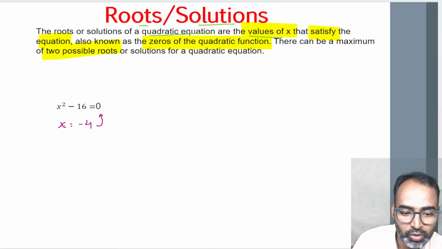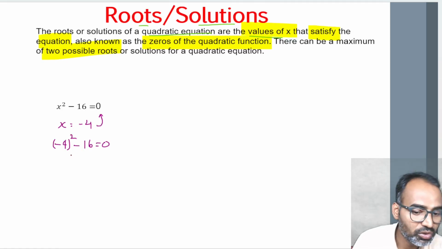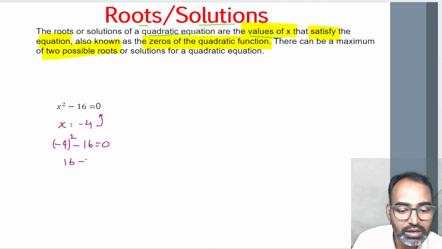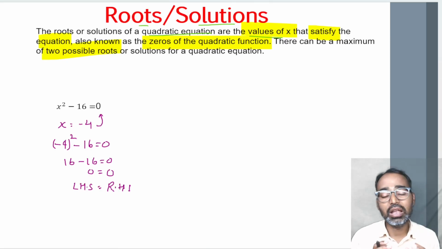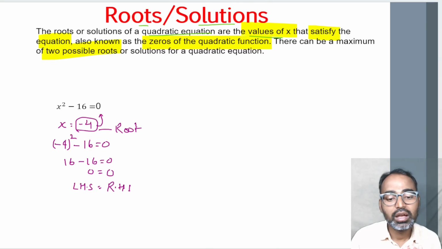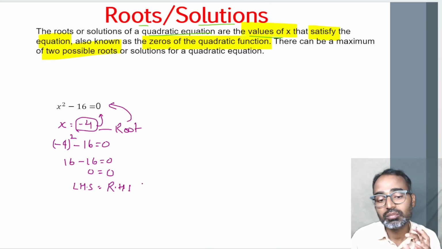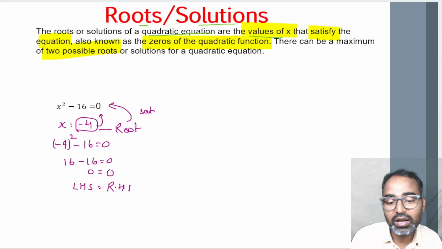Now put the value of x equals to minus 4 in the equation, we will see minus 4 square minus 16 is equals to 0. It would be 16 minus 16 is equals to 0. 0 equals to 0. Here, left hand side is equals to right hand side. What does it mean? It means the value of x, what we put here, minus 4, is the root of the above equation. Why? Because x equals to minus 4 satisfies it.